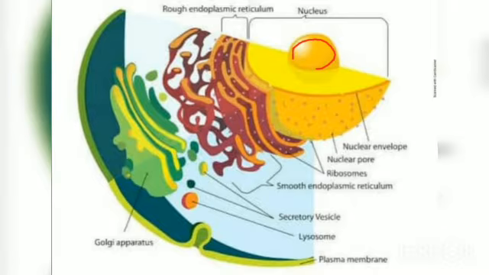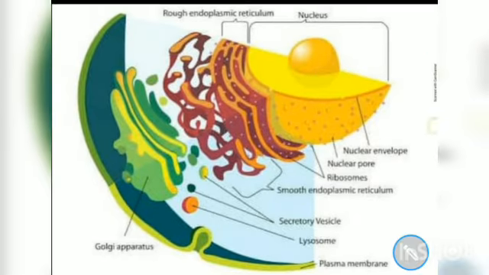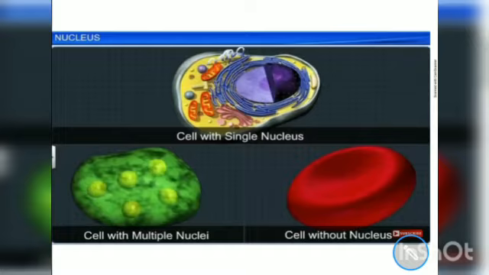Now you can see here that in case of some organisms, the cell consists of only one nucleus, but in case of some cells there may be more than one nucleus, a number of nuclei. Okay, nuclei, the plural of nucleus is nuclei, remember.